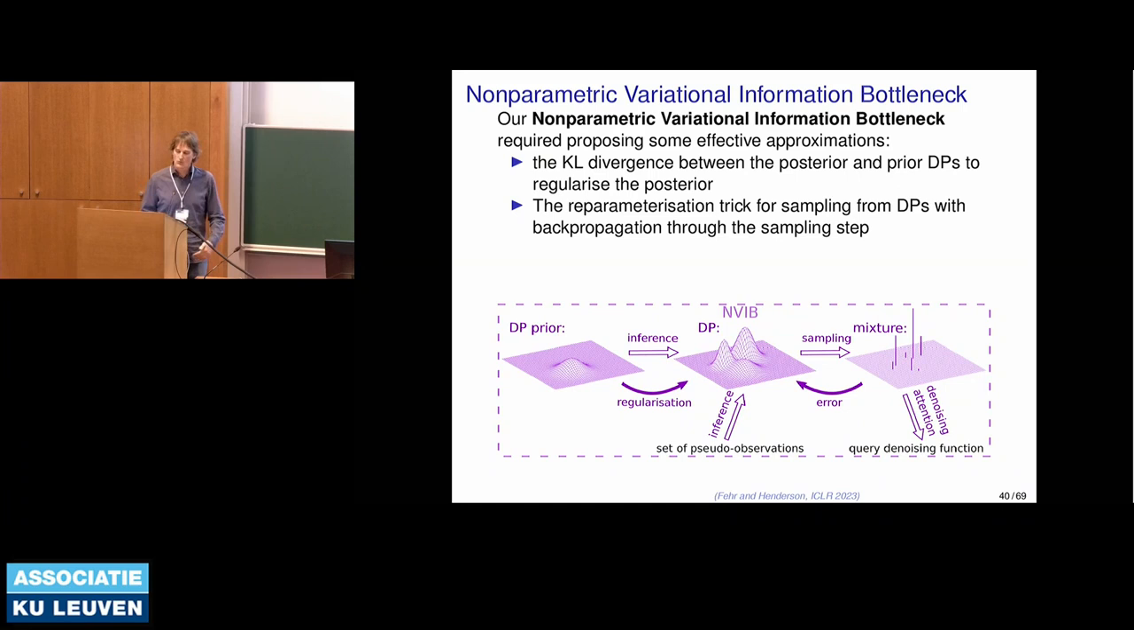Then we also need some meaningful KL divergence to regularize the latent, this posterior, to make it have less information in it. And when we sample from the Dirichlet process, we need to be able to backprop through that sampling. So that's called the reparameterization trick for VAEs. Both those steps are a bit messy and require some approximations, not as beautiful as the earlier things I said.